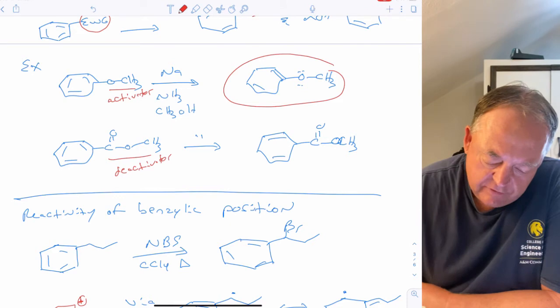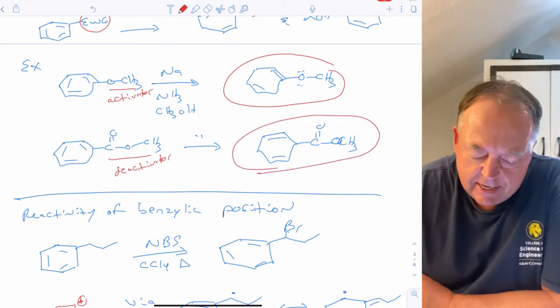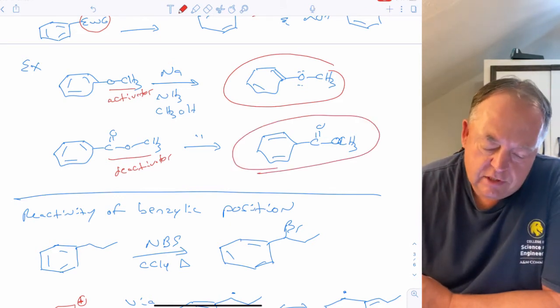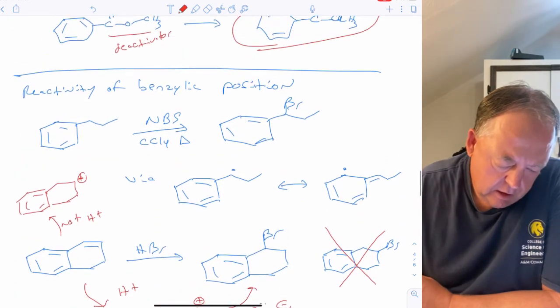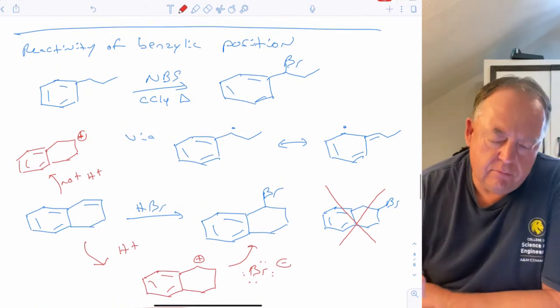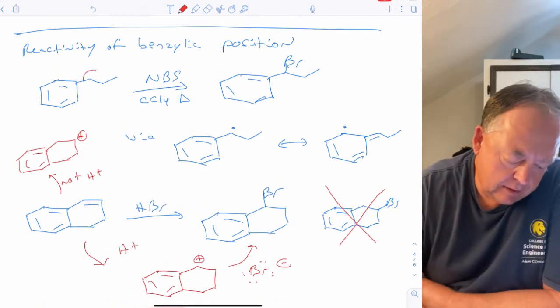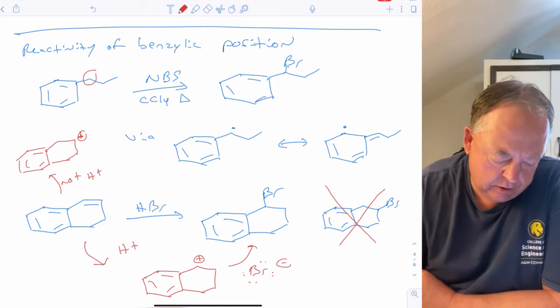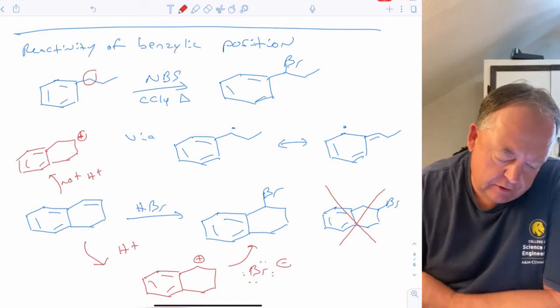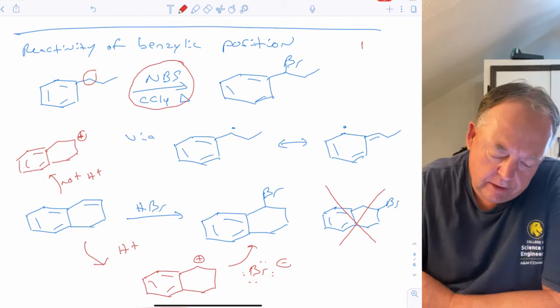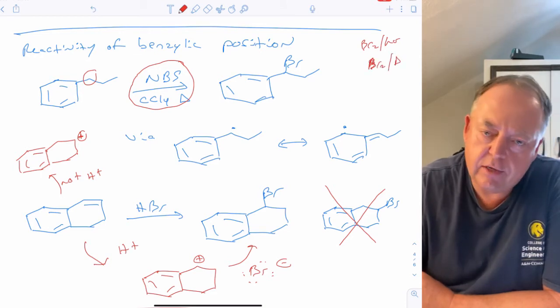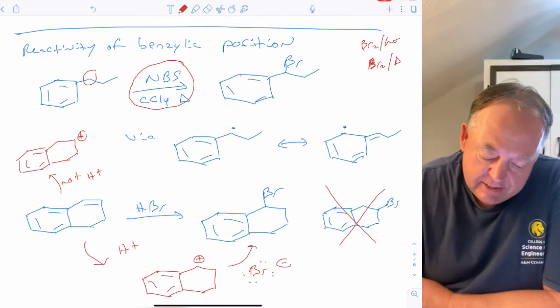So that would give you the product with the cyclohexadiene where the group is between the double bonds. Okay, so just a little bit more about the benzylic position. We've talked a lot about the reactivity of the benzylic position between organic 1 and organic 2. So we've looked at this before. If you take that and react it with NBS and CCl4, or it could be Br2 and light, or Br2 and heat, you can do free radical bromination at the benzylic position, right?